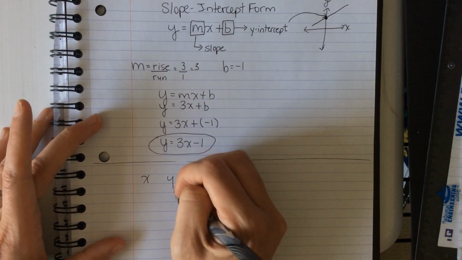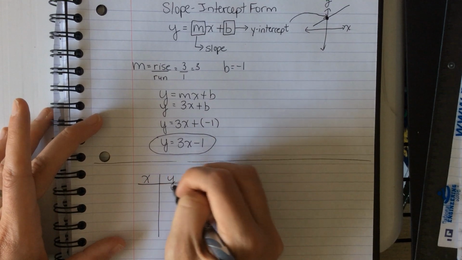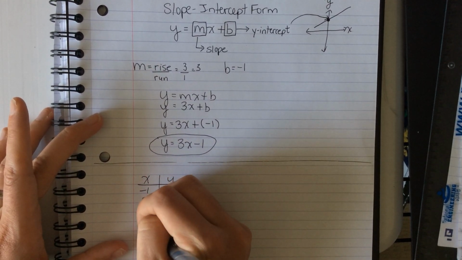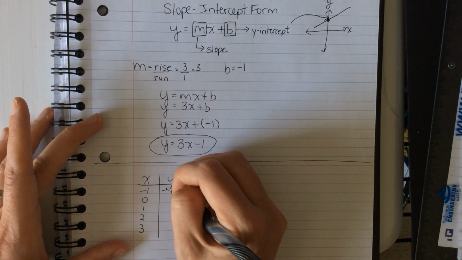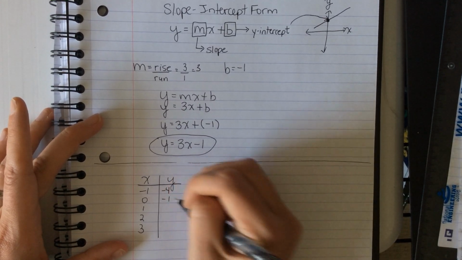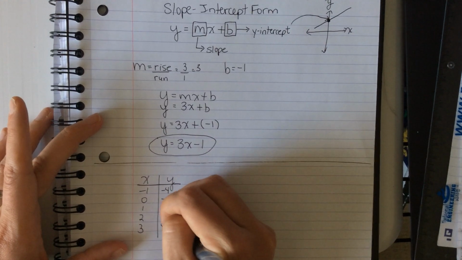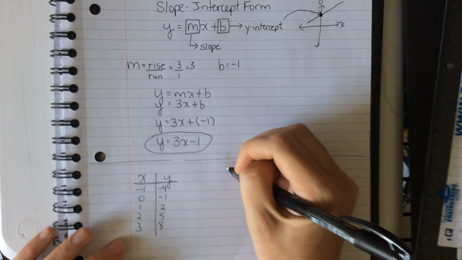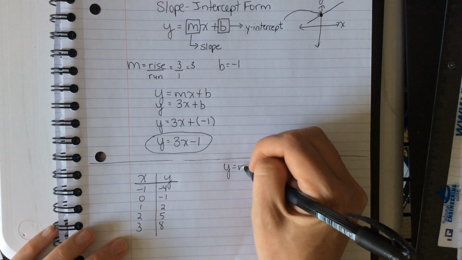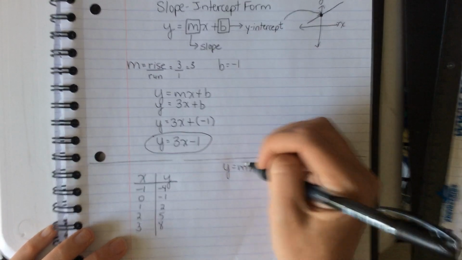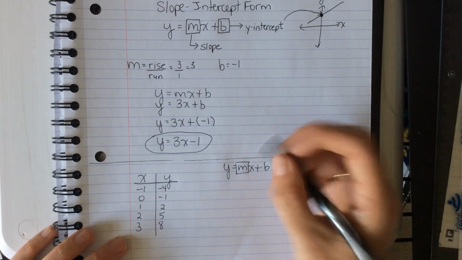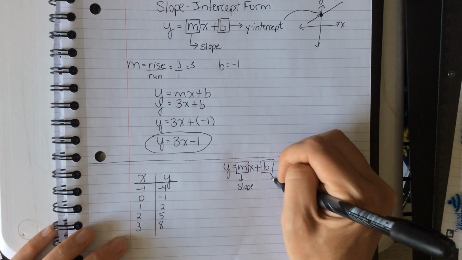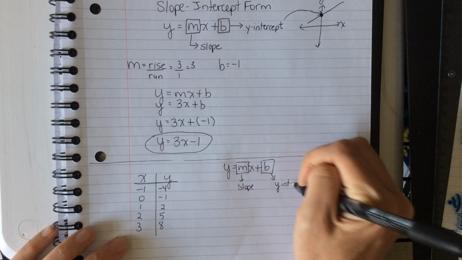I'm going to make a table of values here. So we have -1, 0, 1, 2, and 3. Over here we have -4, -1, 2, 5, and 8. So here's my table of values, and I'm going to write my slope-intercept form at the top here. So again, I'm looking for m, which is my slope, and b, which is my y-intercept.